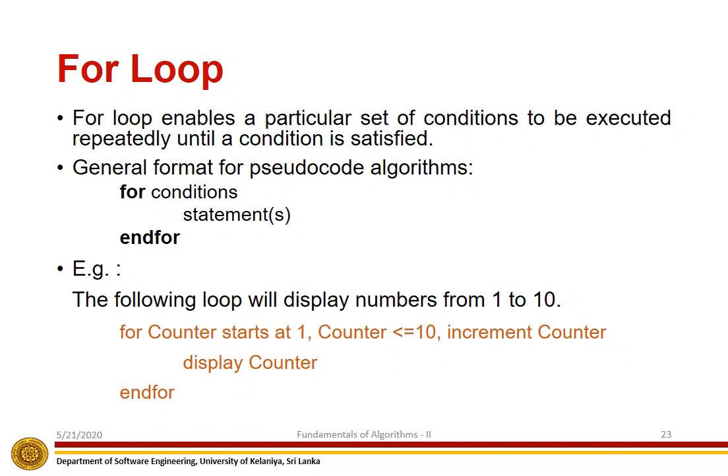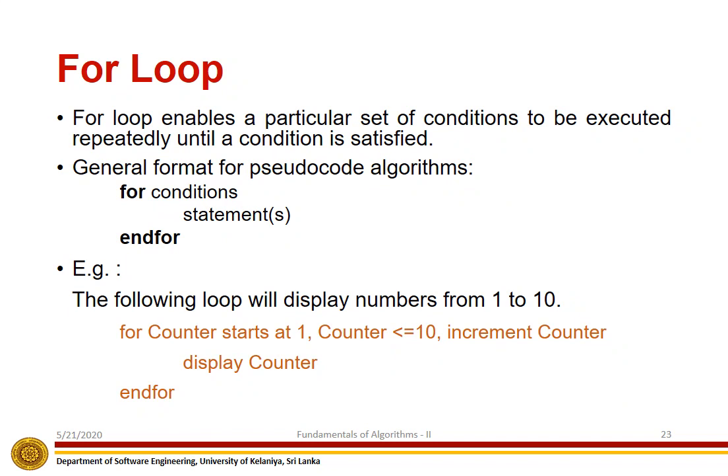Again, I have given the same example that I discussed with you in the while loop: a for loop to display the numbers 1 to 10. First the keyword for, then initialization, counter starts at 1. Then the termination condition in the middle, counter less than or equal to 10. At last, the step up condition, increment counter.